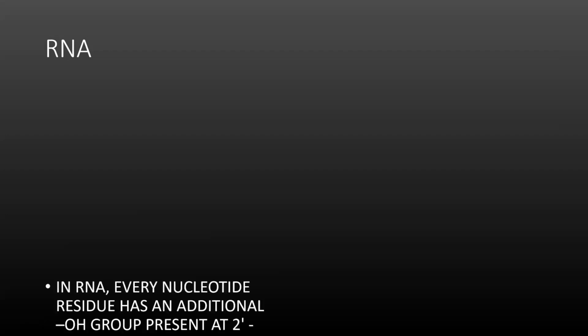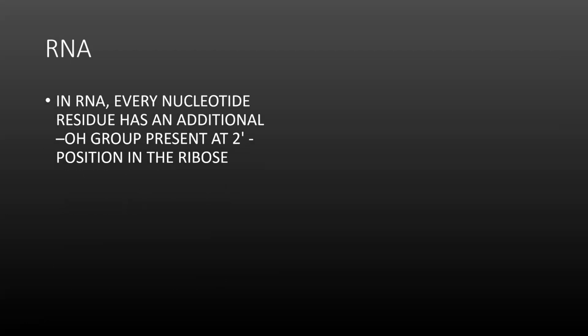Okay. Then the structure of RNA. What is the difference between DNA and RNA? Now we have studied. First difference, deoxyribose sugar in case of DNA, and the other one is ribose sugar in case of RNA. What is the other difference? Cytosine is common for both, but in DNA there is thymine, and in RNA it is replaced by uracil. See here, in RNA every nucleotide residue has an additional OH group present at the 2OH in the ribose. So they have an additional OH group.